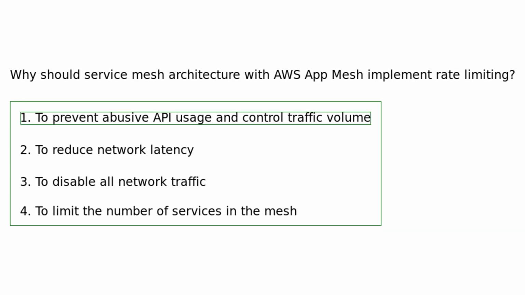Implementing rate limiting in service mesh architecture with AWS App Mesh helps prevent abusive API usage and control traffic volume, ensuring efficient resource utilization and avoiding overloading services.